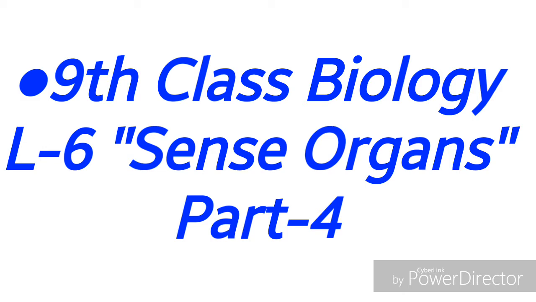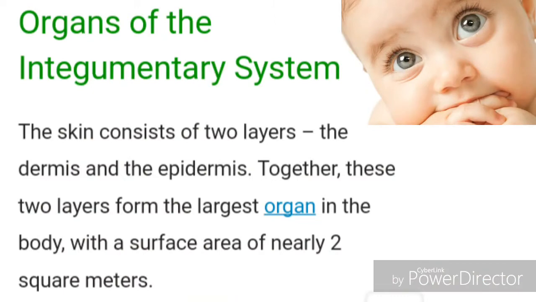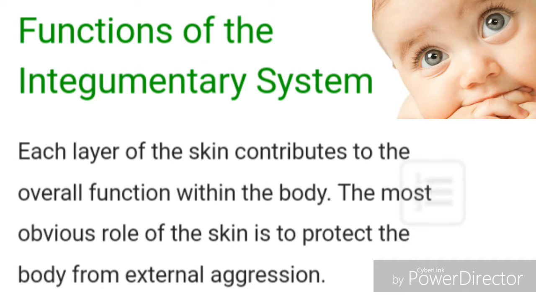Today, you will learn about the integumentary system, the internal structure of human skin, and the role of skin as a sense organ. The integumentary system is one of the important organ systems of the human body. The skin consists of two layers, the dermis and the epidermis. Together, these two layers form the largest organ in the body with a surface area of nearly 2 square meters.